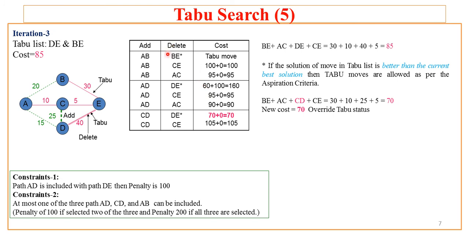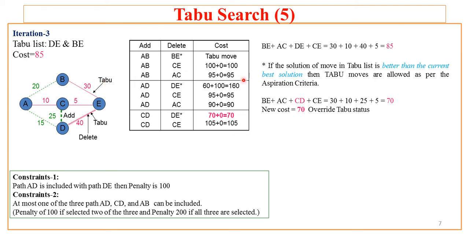Here again the same thing is done, with this existing best solution, that is BE plus AC plus DE plus CE, which is 85. Now the remaining neighborhoods, that is AB, AD and CD, are tried. So BE is a taboo. Now in taboo there is DE and BE, because DE and BE will be barred for a certain number of iterations.